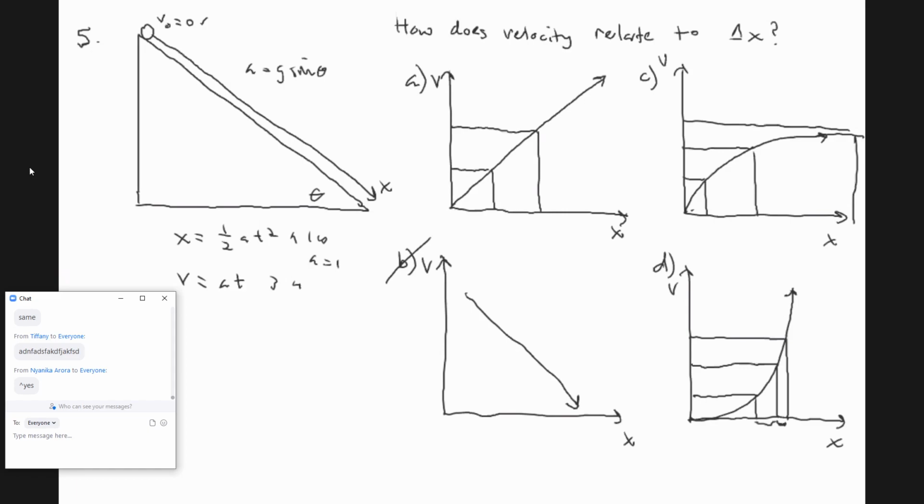The other equation that would have made it real simple for you that relates velocity with acceleration is v final squared is equal to v initial squared, which we know is 0, plus 2 times acceleration times the change in displacement. So v is proportional to the square root of the change in displacement. Which one of these graphs looks like a square root graph? C.